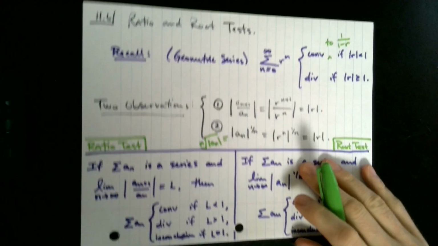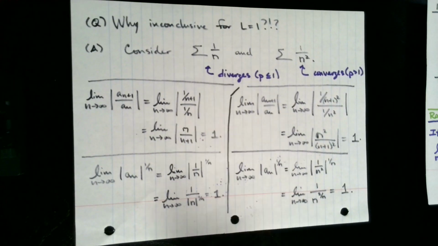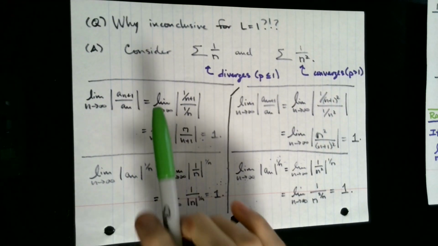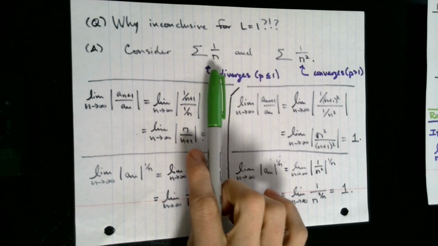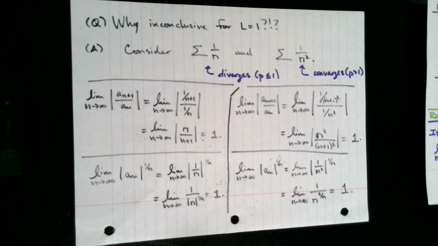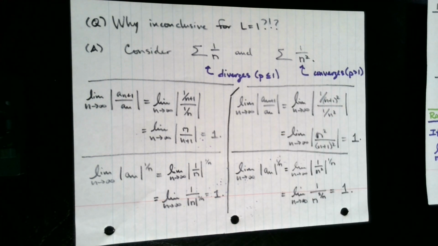I just want to hit this for a second so that we can see why we would get an inconclusive result. So why are we inconclusive in the L equals 1 case? Here's a classic example of such. Here's a pair of p-series. We have a p-series where p is 1. This is a divergent p-series because we know that p-series diverge precisely when the p is less than or equal to 1. Here we have a p-series with p equal 2. This is a convergent p-series because we know that p-series converge when p is greater than 1.